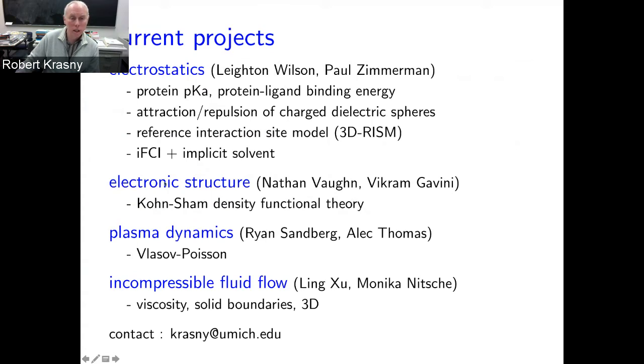Electronic structure, I haven't told you anything about, but Nathan Vaughn is working with Vikram Gavini to do an integral equation-based approach for Kohn-Sham density functional theory. Ryan Sandberg works with Alec Thomas on collisionless plasma, described by the Vlasov-Poisson equation. Continuing with incompressible flow, Ling Xu and my former student Monica Nietzsche are adding viscosity, solid boundaries, and extending it to 3D.